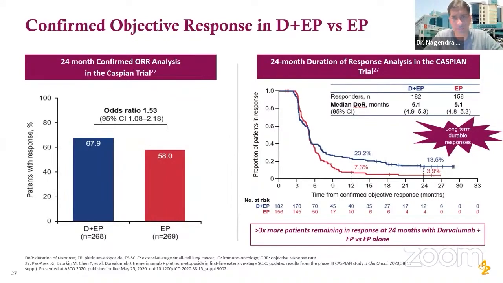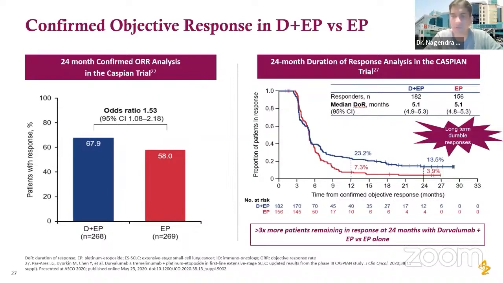The confirmed objective response rate in Durva plus EP versus EP, as you can see, in the 2-year confirmed objective response rate analysis in the CASPIAN trial, was 67.9% with Durva plus EP as compared to 58.0% with EP. The odds ratio was 1.53 in favor of the experimental arm. In the 24-month duration of response analysis in the CASPIAN trial, the median duration of response was 5.1 months as compared to 5.1 with EP, but there is a long-term durable response.